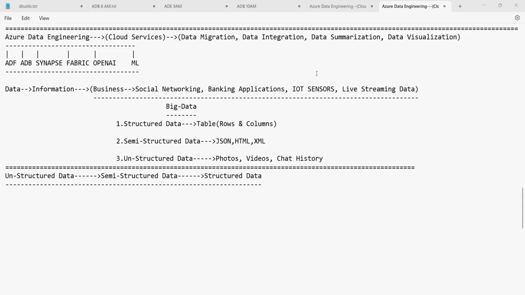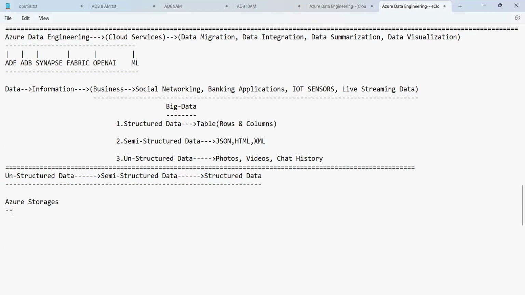Yes. In your laptop, when you want to store the data, where do you store it? In the laptop, you store the data in the form of a file and in the form of a folder as well. Here also, this data in Azure, whether structured, semi-structured, or unstructured, is stored in the Azure storages.